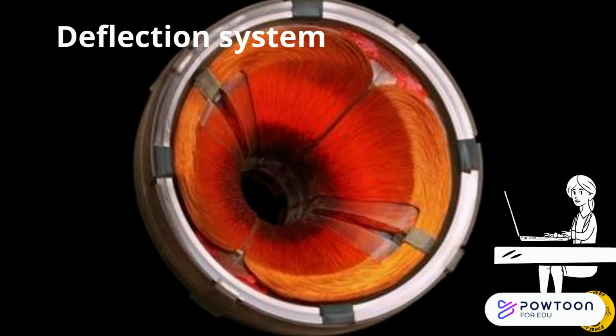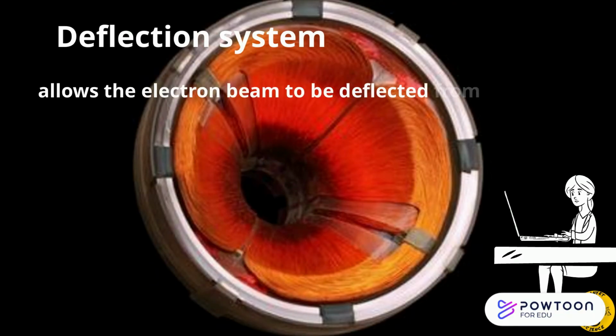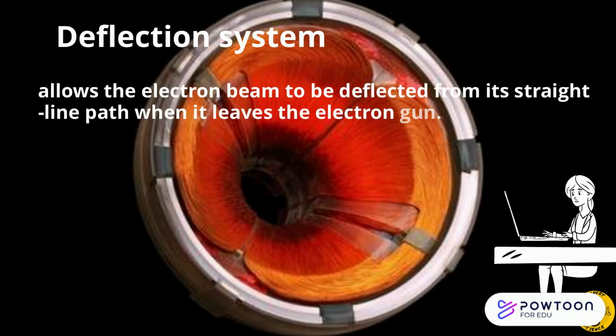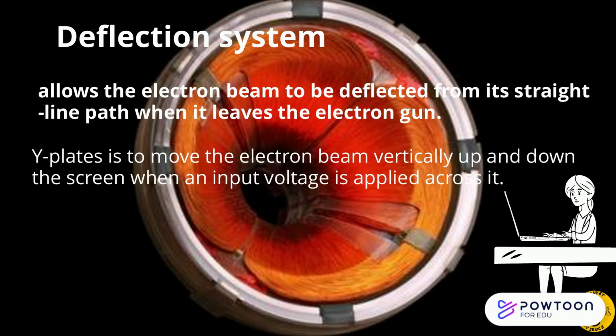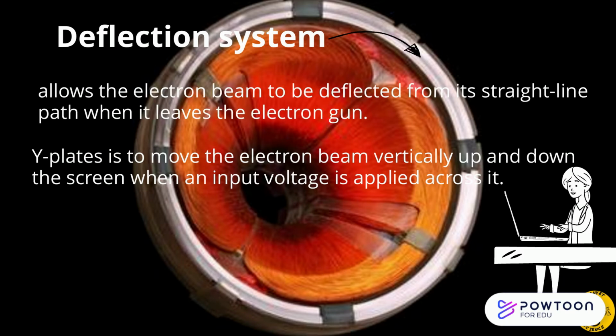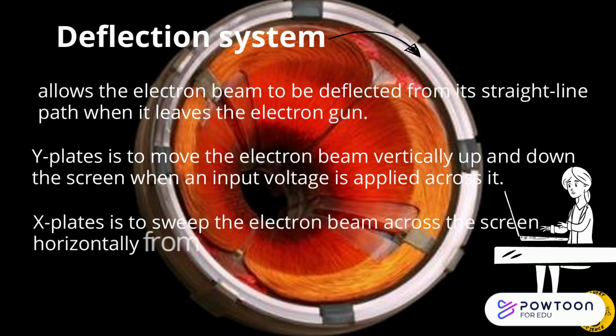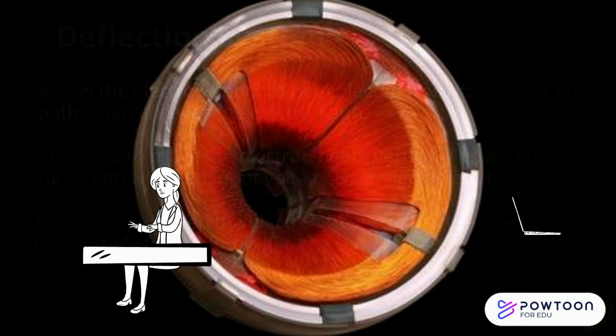The deflection system allows the electron beam to be deflected from a straight line path when it leaves the electron gun. Y plates move the electron beam vertically up and down the screen when an input voltage is applied across it. The function of the X plates is to sweep the electron beam across the screen horizontally from left to right at a steady speed.